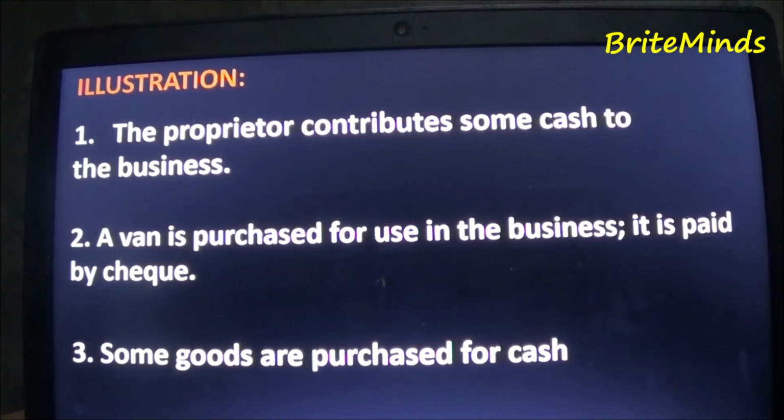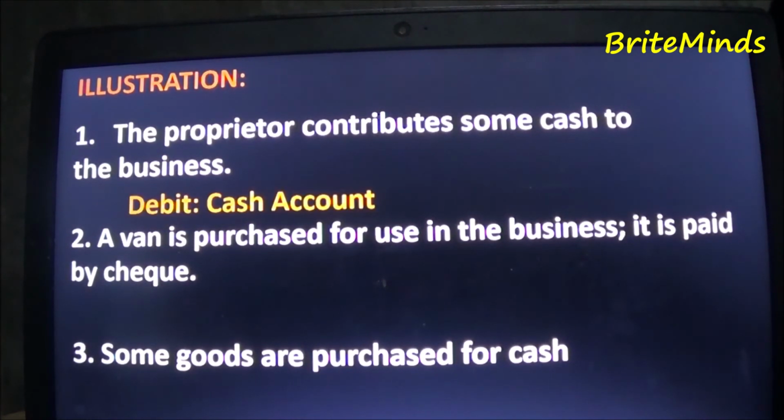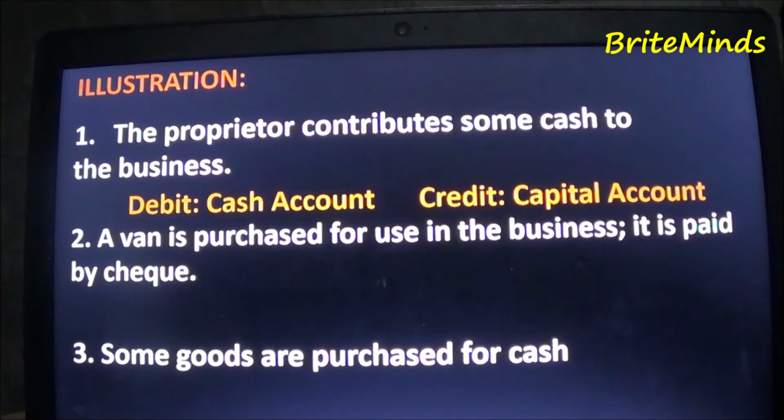I have here an illustration, guys, for us to practice. The first transaction says the proprietor contributes some cash to the business. So what will be the debit and the credit? The debit will be the cash account because it increases the assets of the business entity. And then the credit will be the capital account of the business entity. So any increases in equity will be credited.